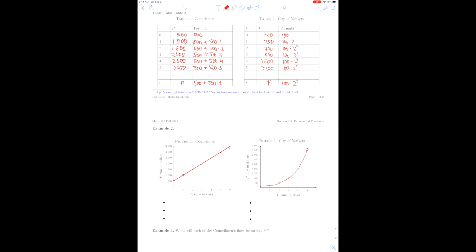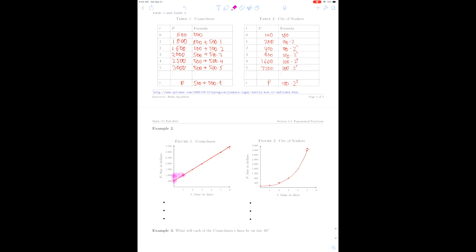So here now we have our two graphs. Now if we look at them, what do we notice? On the left side, for the councilman's fine, we have a line, right? And on the right side, we have an exponential function. So this is how they look. The difference is that on the left side, each day we go up always the same amount. Each day we go up $500 over one day, right? So that's our slope, our rise over run. It's $500 up every single day.